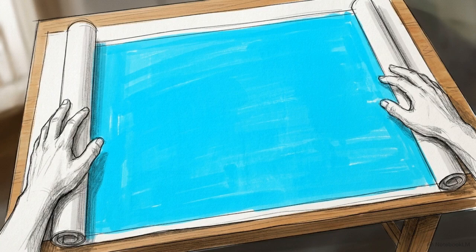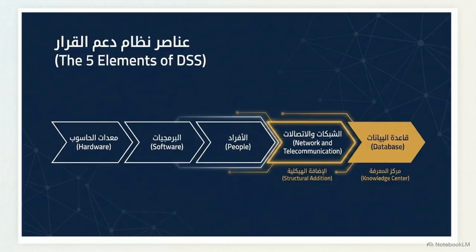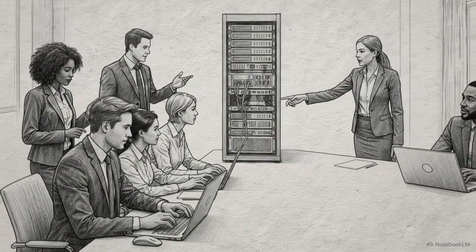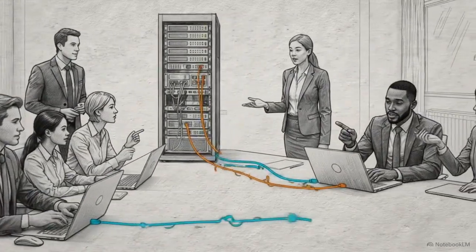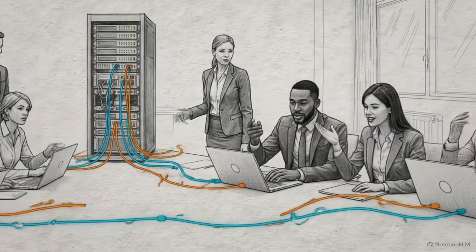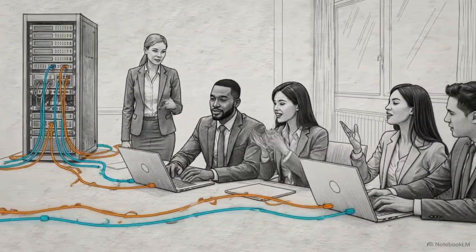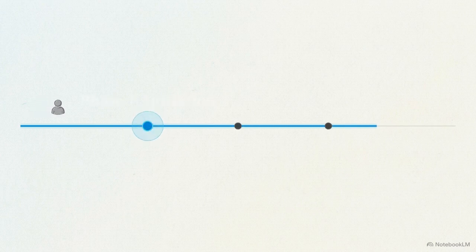Before writing a single line of code or buying a server, we have to gather the necessary raw materials. This flowchart lays out the 5 core infrastructural elements of a DSS: hardware, software, people, networks, and the database. Notice that people and networks are featured prominently. They act as the vital bridge connecting raw computing power with actual human consensus. With those components established, we move into the actual roadmap, starting with Phase 1, initiation.